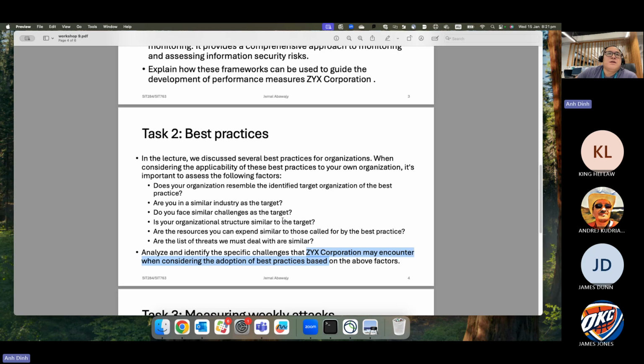So this task asks you to consider all of the challenges that you need to address before taking those best practices and applying them to the XYZ corporation. So what do you think would be the main challenges, the main obstacles, in just directly adopting the best practices from that other company to this company?